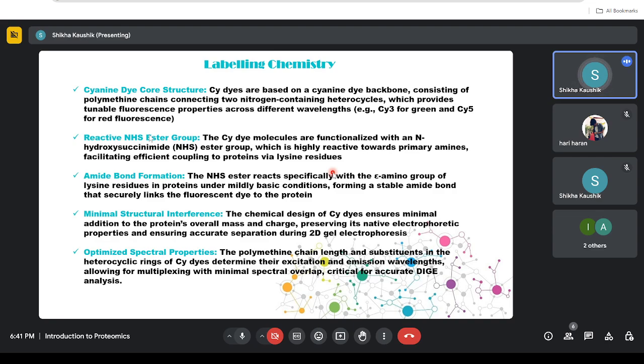Then amide bond binding: NHS ester reacts specifically with the amino group of the lysine residue in protein under mildly basic condition. So this bond formation is happening in basic condition, forming a stable amide bond that securely links the dye to the protein. So when you're using NHS ester group, your buffer needs to be basic in nature. These are the things you have to keep in mind. That's why I have been mentioning for a very long time that you have to design your workflow depending upon what you are using and what kind of result you want. Proteomics is very flexible in terms of making your workflows.